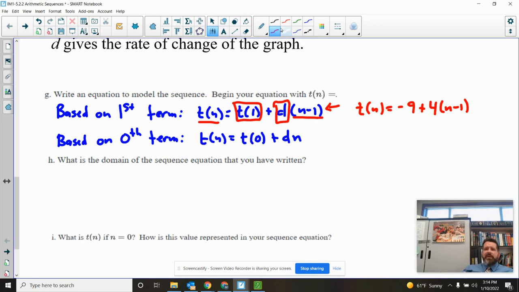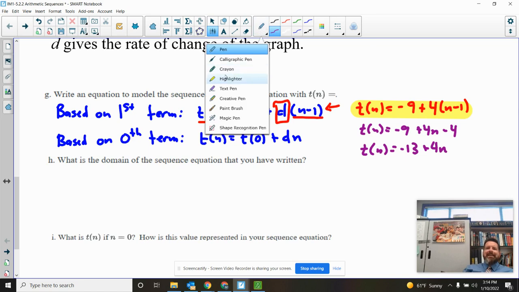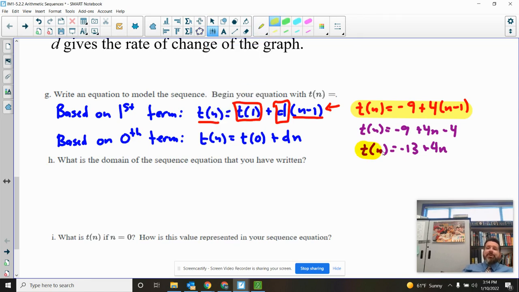So this is a good equation. I'm actually going to highlight it just to let you know this is perfectly good. But you may also see it written this way. If you distribute the 4, so 4 times n, 4 times -1, and then put the -9 and the -4 together, combining those like terms. This second version is also okay. These are actually the same equation.